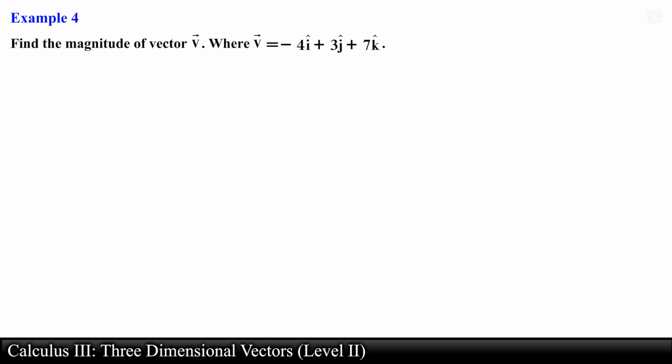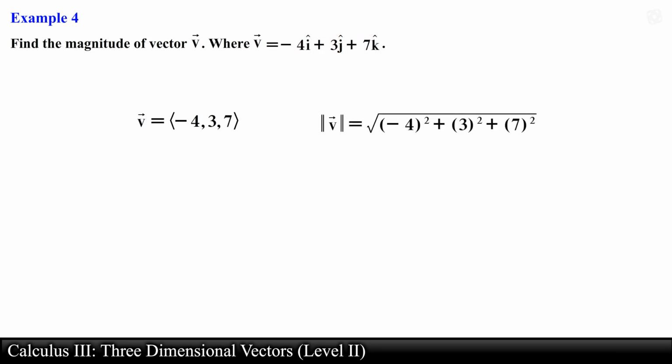Find the magnitude of vector v, where v equals -4i plus 3j plus 7k. Alright, here we have a vector written using the standard unit vectors. Recall that this form is very similar to the component form of a vector. In this case, each of the scalars represents the x, y, and z components respectively. So to find the magnitude, we simply use the Pythagorean theorem in 3 dimensions. Doing that, and simplifying, we obtain the square root of 74 as the final answer.